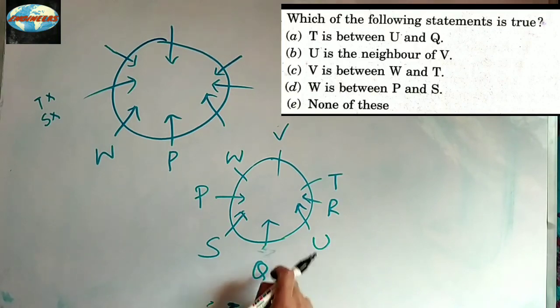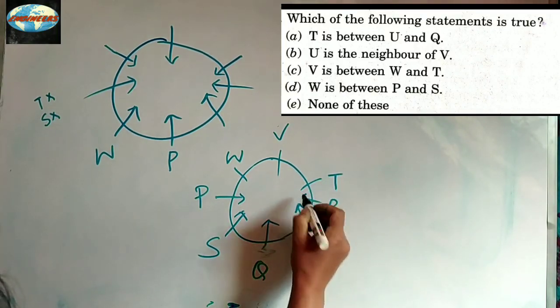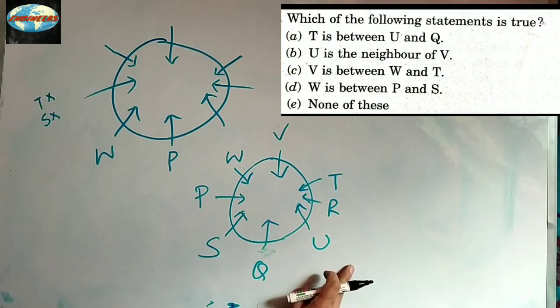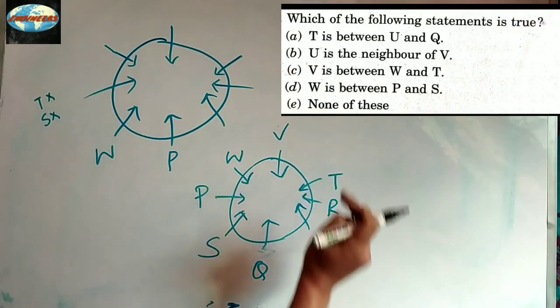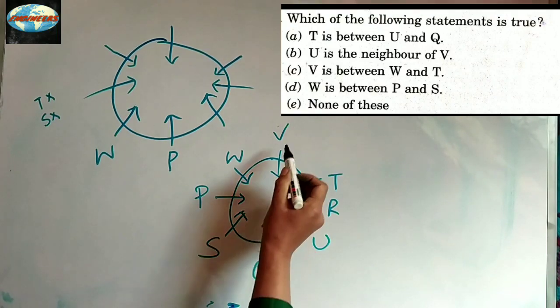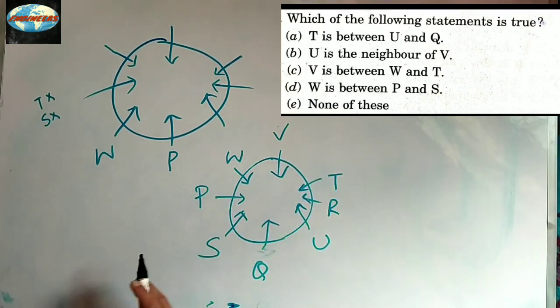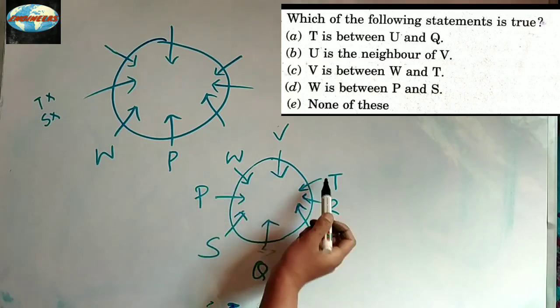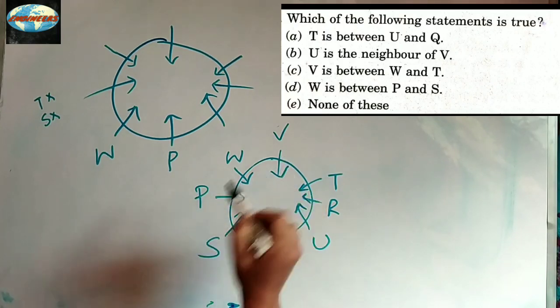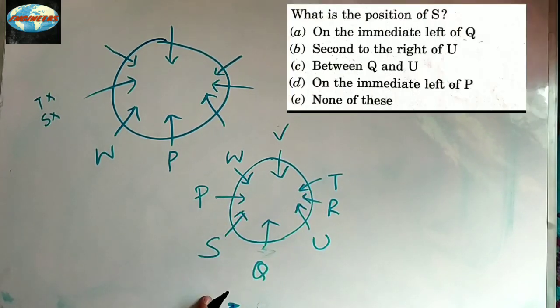T is between U and Q. Is it? No, T is not between U and Q, so this is the wrong option. U is the neighbor of V. Is U the neighbor of V? No. U is not the neighbor of V. V is between W and T. Yes, obviously. V is between W and T. This is the right option. Another option is W is between P and S. No. This is also the wrong option.